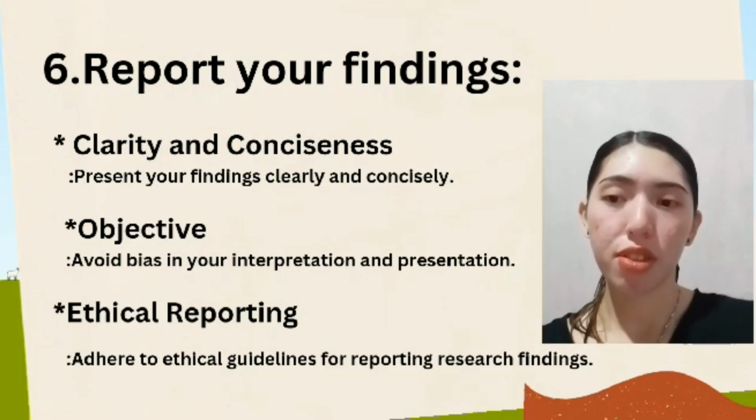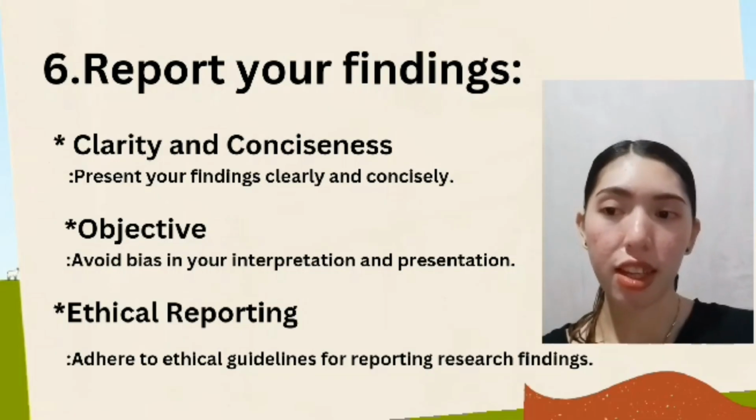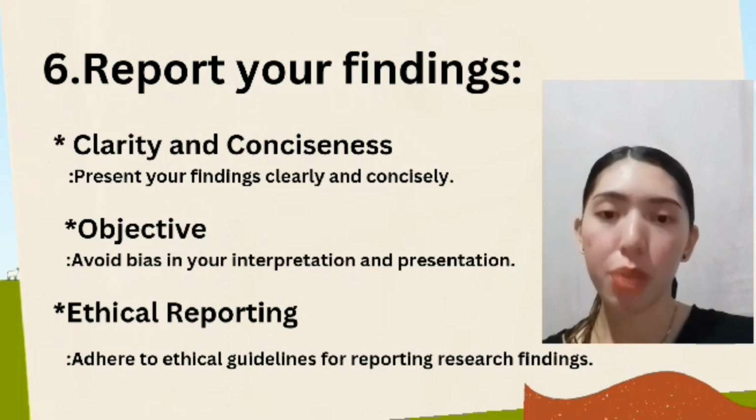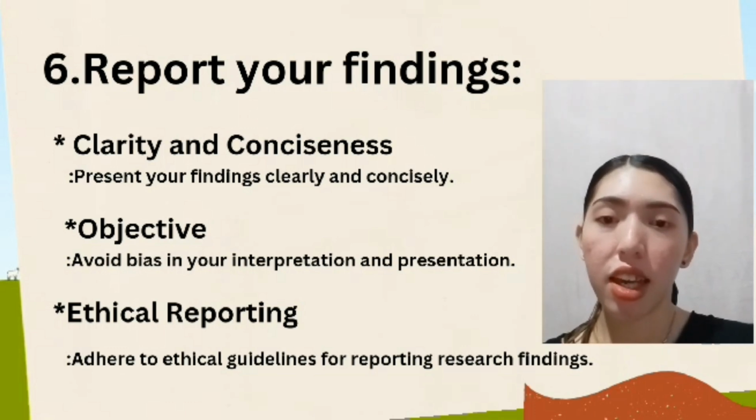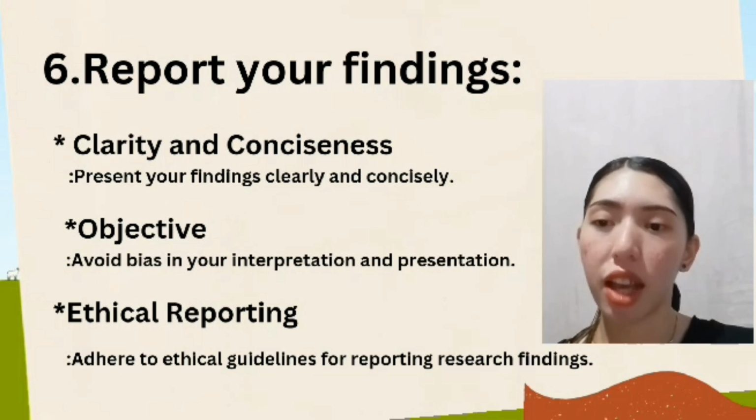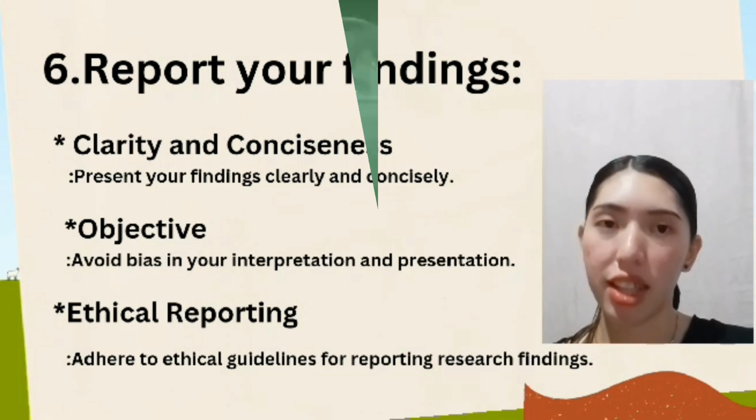This one is number 6, report your findings. In report your findings, there are three parts. The first one is clarity and conciseness. Present your findings clearly and concisely. The second one is objectivity. Avoid bias in your interpretation and presentation. The last one is ethical reporting. Adhere to ethical guidelines for reporting research findings.